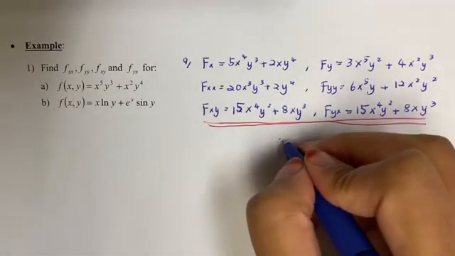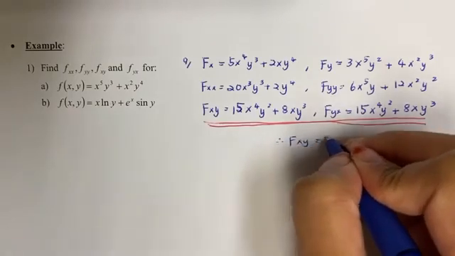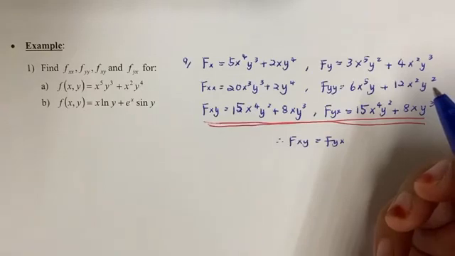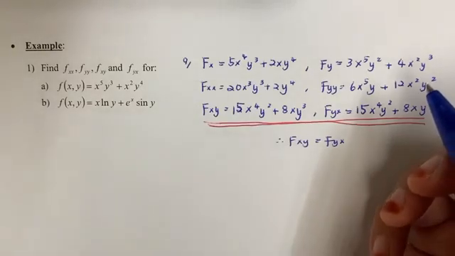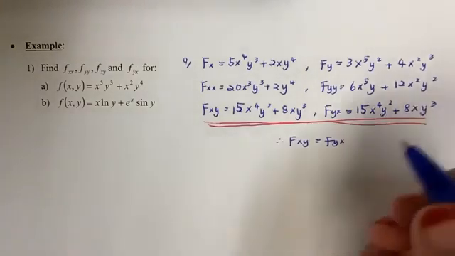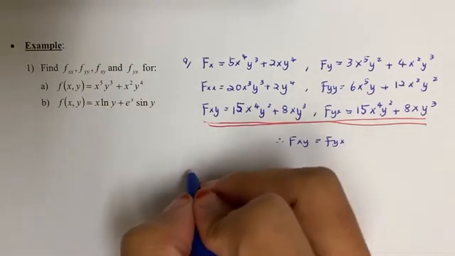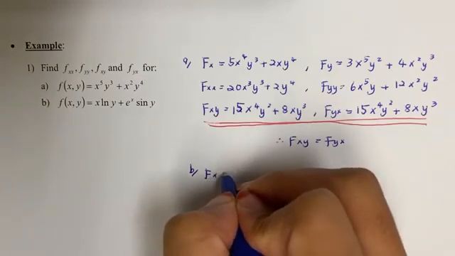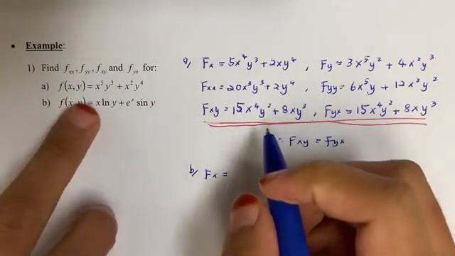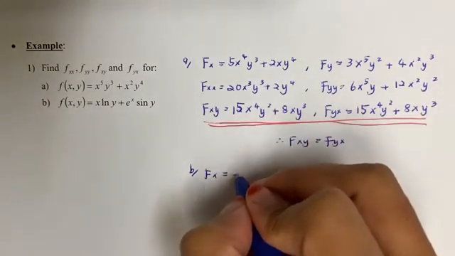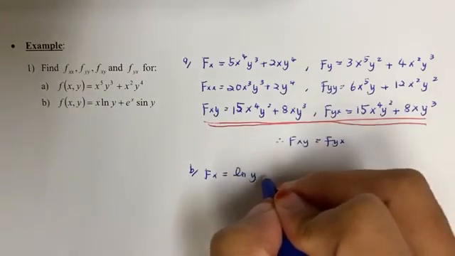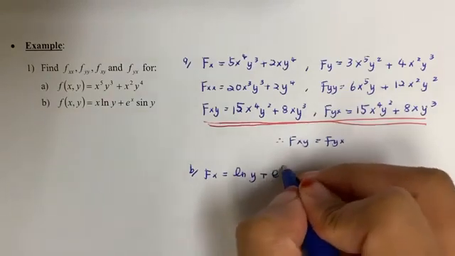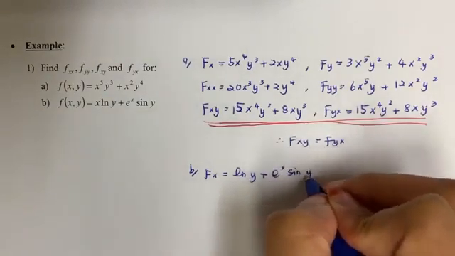So now can you see the f_xy and f_yx is the same. Okay, f_xy is equal to f_yx. Okay, so this is the proof for Euler's theorem before. And then for the B, you have to find f_x first. So from this one, differentiate x, you have ln y plus differentiate exponent x is exponent x sin y.